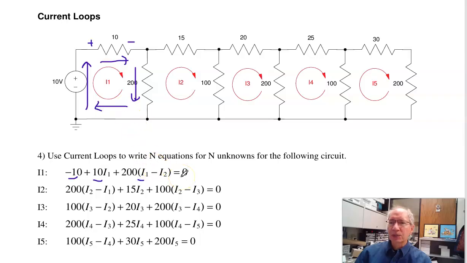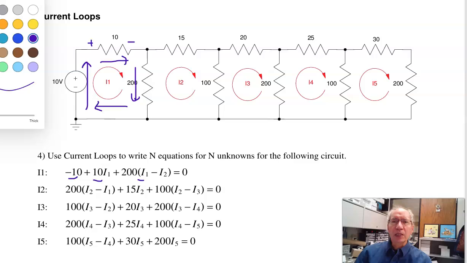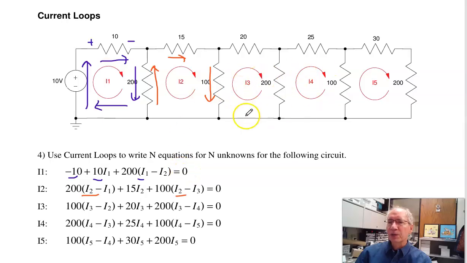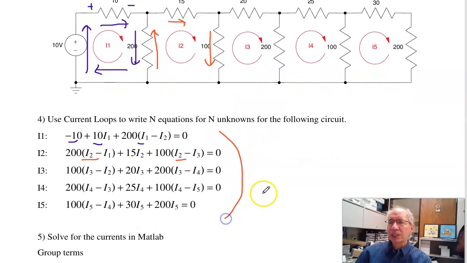That equals 0. Around loop I2, I go up. That's 200 times the current going up, 200 times I2 minus I1, plus 15 times the current going right, 15 times I2, plus 100 times the current going down, 100 times I2 minus I3. Likewise for loop 3, 4, and 5, I get my 5 equations, 5 unknowns.